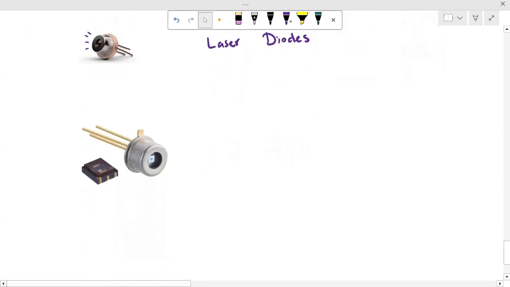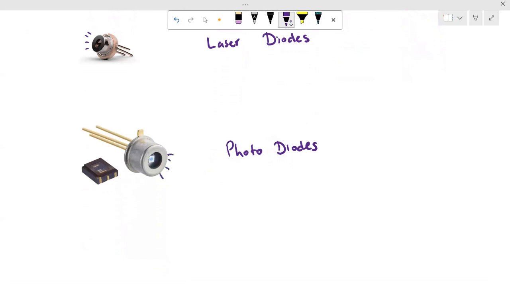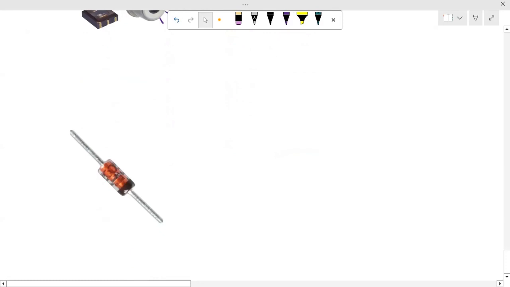Then we have photodiodes. This is where the light changes the reverse bias current. And then we also have these funky looking diodes known as Zener diodes. These have a well-designed reverse breakdown voltage.